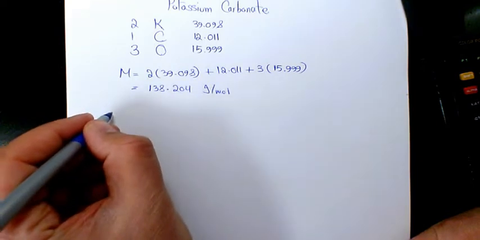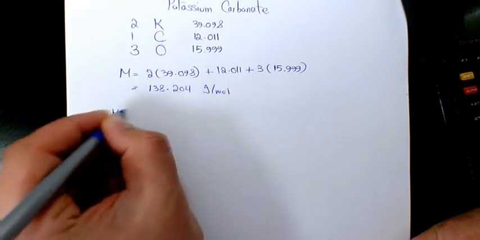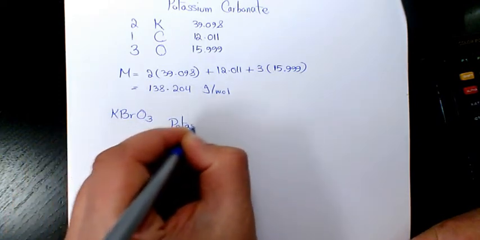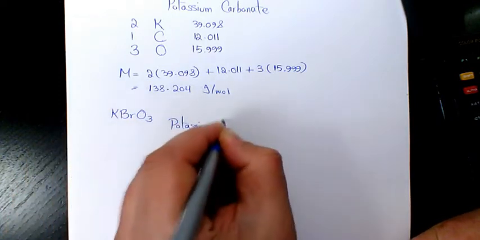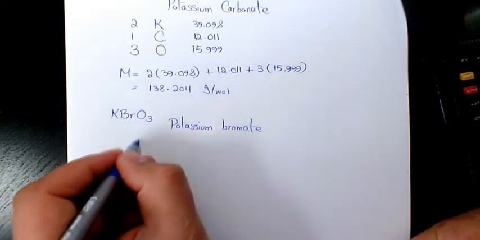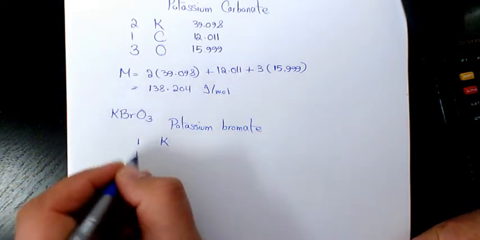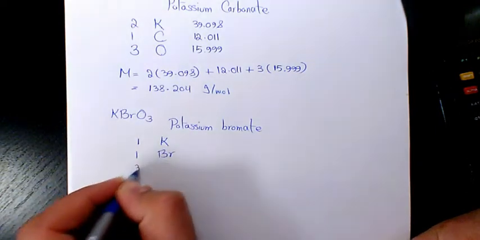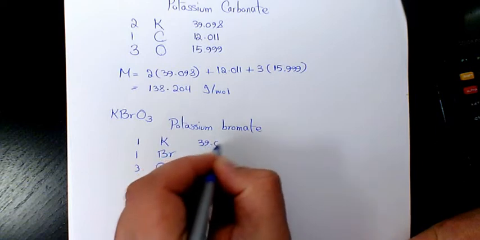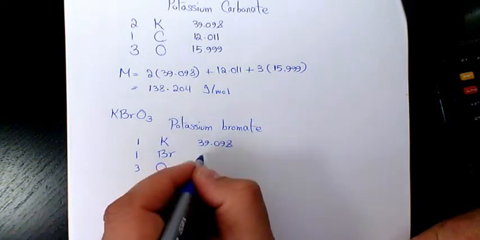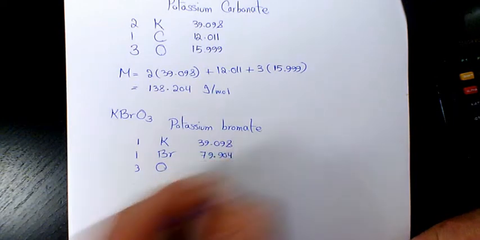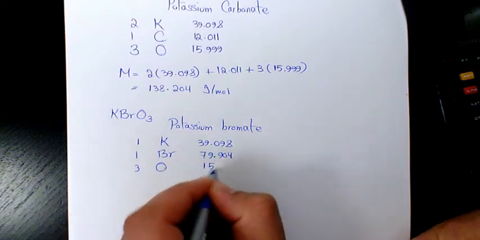Next one is going to be KBrO3 or potassium bromate. We have 1 atom of K, 1 atom of bromine, 3 atoms of oxygen. Potassium is 39.098, bromine is 79.904, oxygen is 15.999.